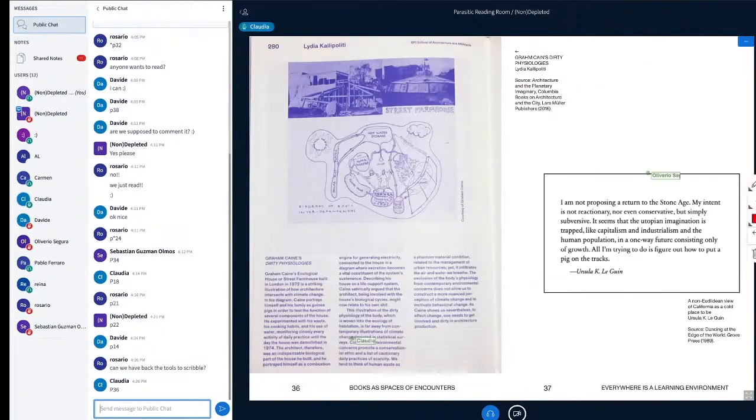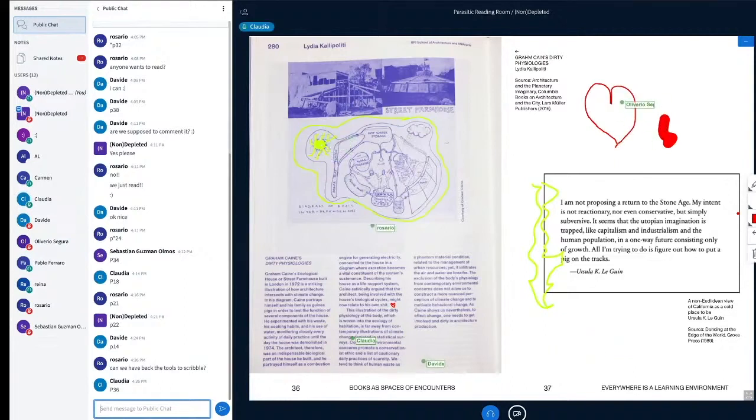Graham Caine's dirty physiologies. Graham Caine's ecological house, or Street Farmhouse, built in London in 1972, is a striking illustration of how architecture intersects with climate change. In his diagram, Caine portrays himself and his family as guinea pigs in order to test the function of several components of the house. He experimented with his waste, his cooking habits, and his use of water, monitoring closely every activity of daily practice until the house was demolished in 1974.